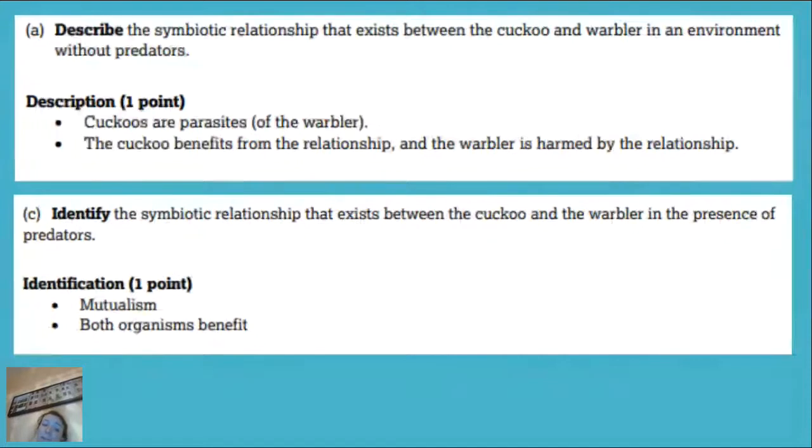So that would be an example of mutualism. If you just said it's a mutualistic relationship or both organisms benefit, you got the point there. And the other point came from a graph that you had to make, but because it's really hard to make that through a screencast, I didn't include that part, but you can take a look at it because it's in the ones that I sent you.